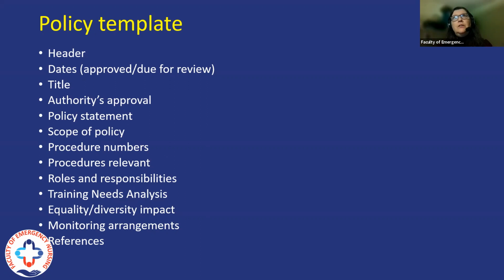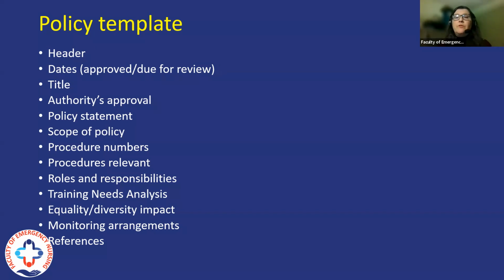And often you'll find that the most senior staff are named on every policy, and they're about making sure that the policy is followed. There has to be some sort of training needs analysis. If we're going to change this policy, do staff need to be trained differently? Do we need to include this in their induction pack? Does every member of staff need to know about this policy? Chances are no.